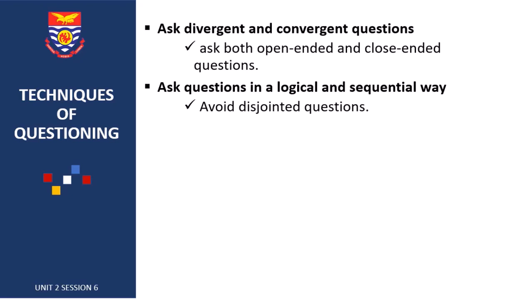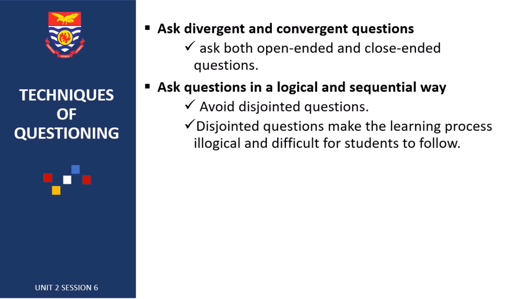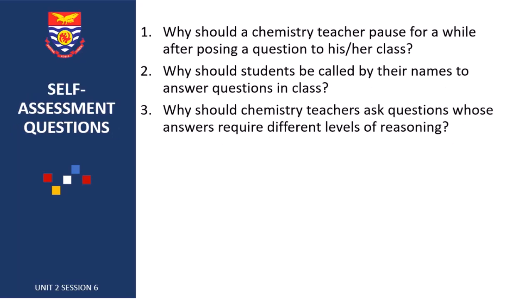so that the questions that you ask are not separate, they are not disjointed, because disjointed questions make the learning process illogical and difficult for students to follow. If your first question is what is mole, and right under what is mole, they are to calculate EMF, or they are to find an answer to an organic chemistry question down there. It makes it hard for them to follow. So those are the techniques you need in asking or in questioning.